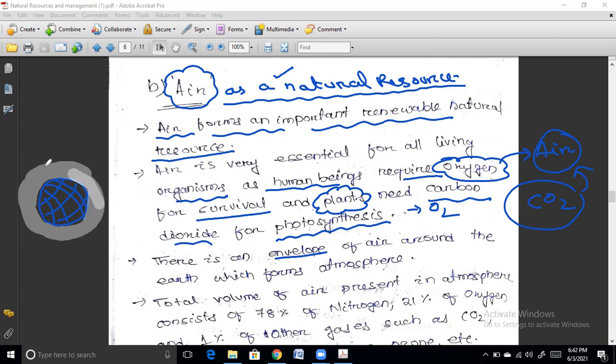So earth is surrounded by this envelope, and that envelope is having the air. That air having a sphere, as you know that different spheres of the earth or environment, just like your hydrosphere, lithosphere, atmosphere, biosphere. So atmosphere is having your air, atmosphere having different gases. So this is your atmosphere that makes an envelope around the earth.